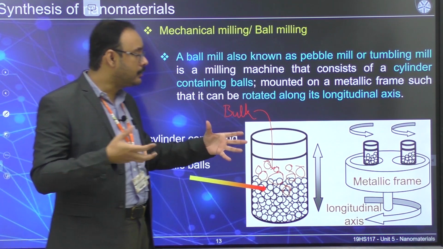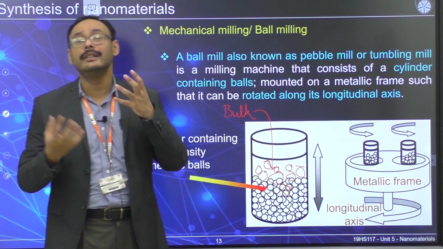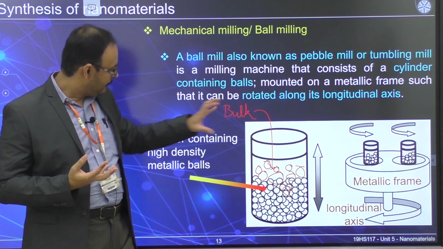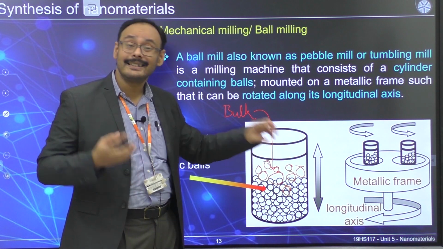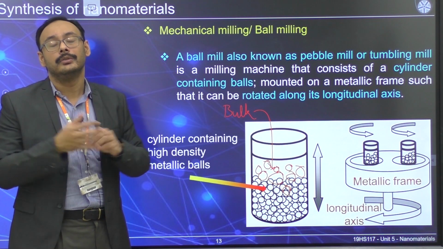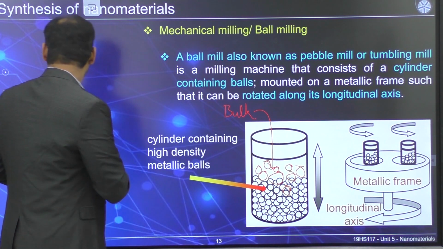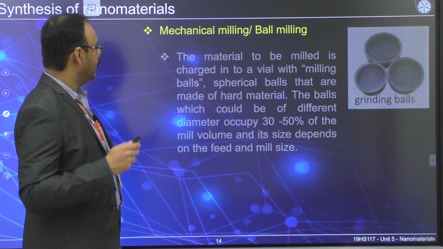Now if you can control the speed and the size of the ball, it will reach a point where you will have these bulk materials converted to the nanoscale. Okay, so that's pretty much what this process is.